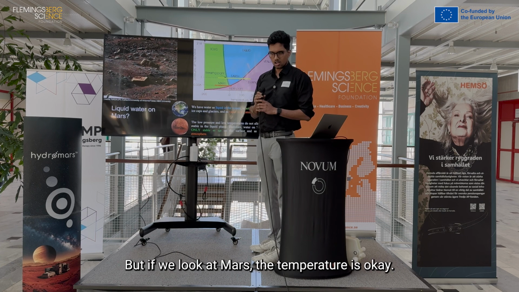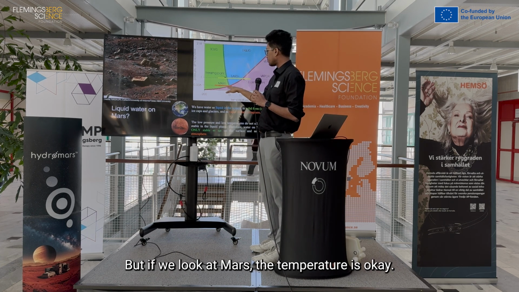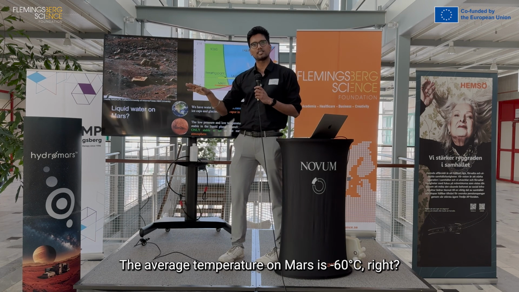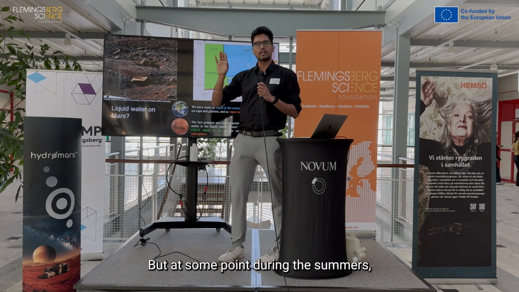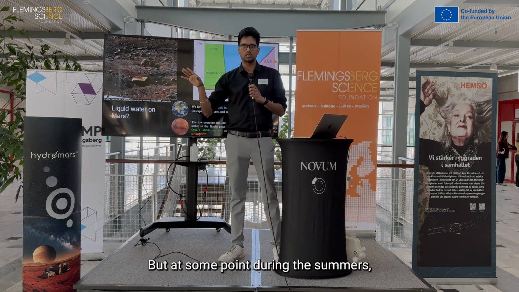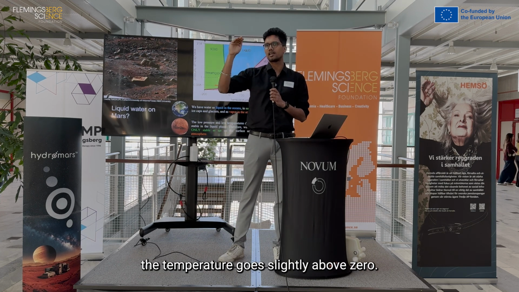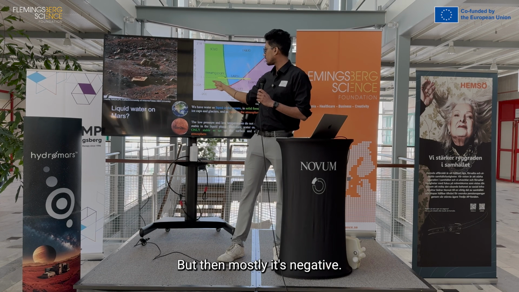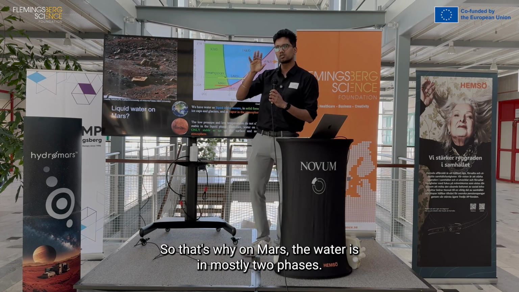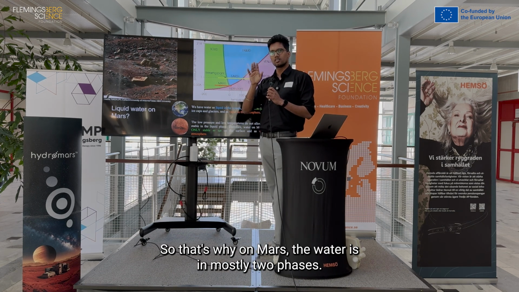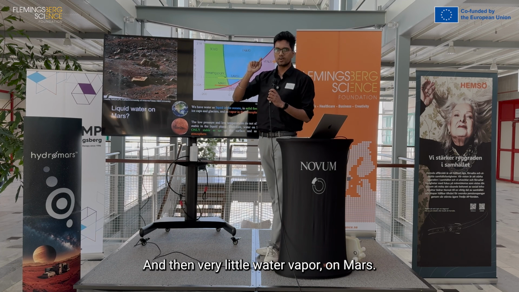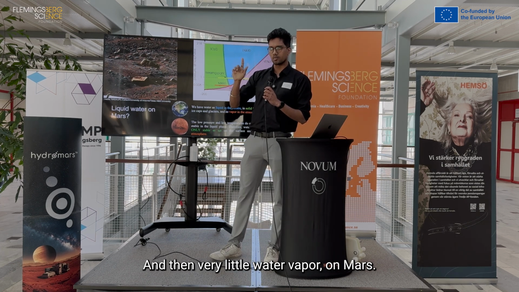But if we look at Mars, the average temperature on Mars is minus 60 degrees Celsius. At some point during the summers, the temperature goes slightly above 0, but mostly it's negative. That's why on Mars, water is mostly in two phases: solid, that's ice, the frozen part, and then very little water vapor.